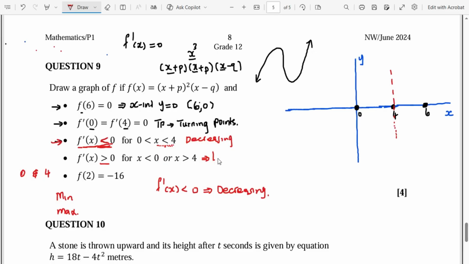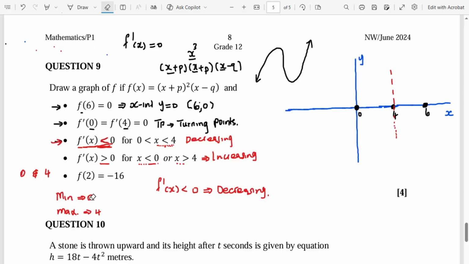In this interval, it's increasing. So it's increasing if x is less than 0 and if x is greater than 4. So the minimum will be at 0 and the max will be at 4. What am I saying? This is not right. Let's fix that one. The max is the one that will be at 0 and the minimum at 4.